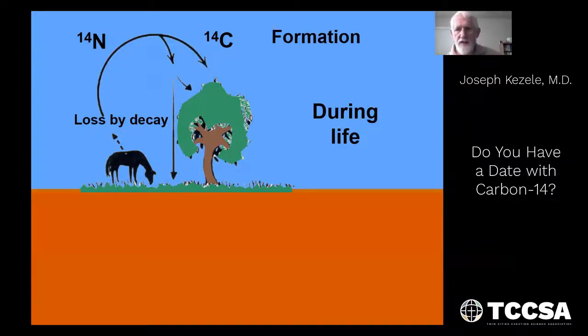and it combines with oxygen in the atmosphere, forming carbon dioxide that contains carbon-14 rather than carbon-12. Plants take in the carbon-14, and it becomes part of the structure of the plant. Animals eat the plant, we eat the plants, we eat the animals that eat the plants. So that's how we get carbon-14 into our bodies as long as we're alive.